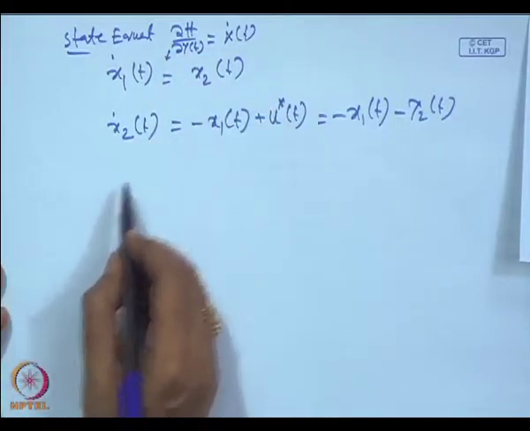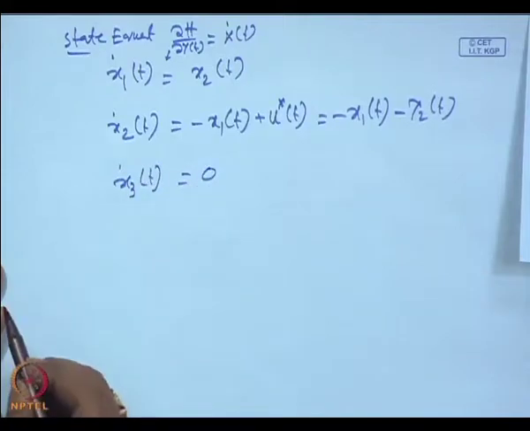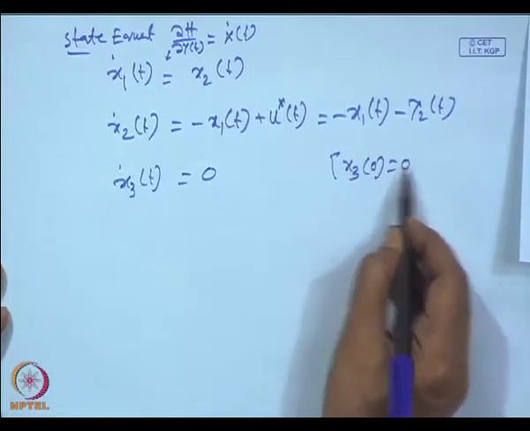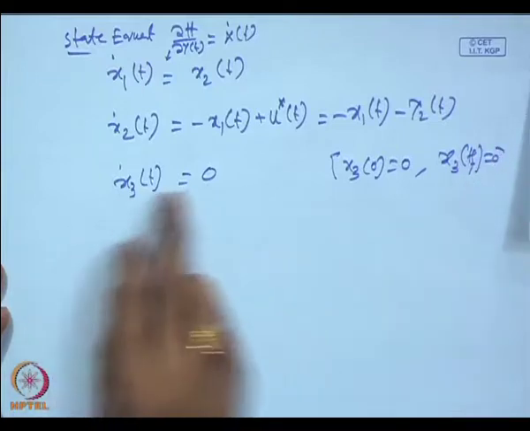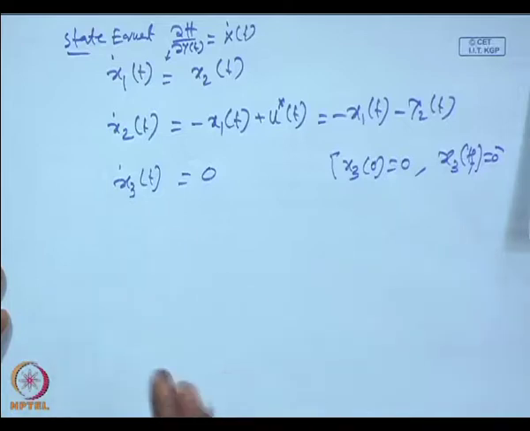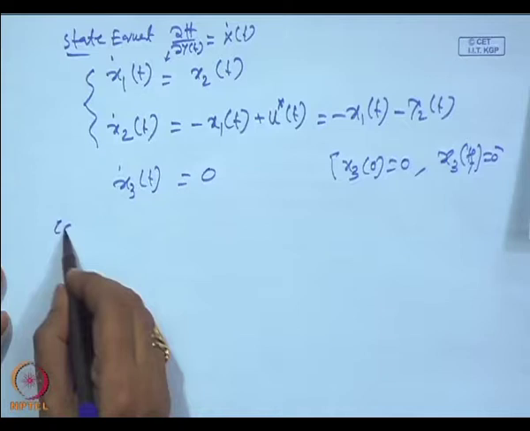Now, x3 dot, you can write it is equal to 0, keeping that x3 of 0 is 0 and x3 of Tf is equal to 0. So this x3 of t is 0 for all the time. So you need basically these two equations. Then the co-state equation.